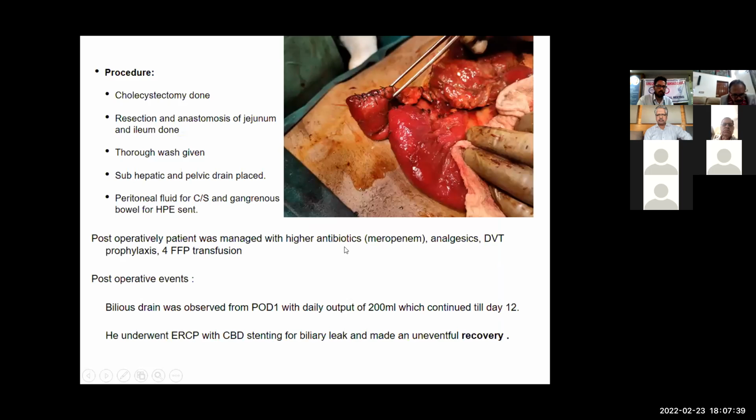Postoperatively, the patient was treated with IV antibiotics, analgesics, DVT prophylaxis, and 4-point FFP transfusion. Postoperative events: bilious drain was observed from day 1 to day 2, indicating biliary gangrenous changes.